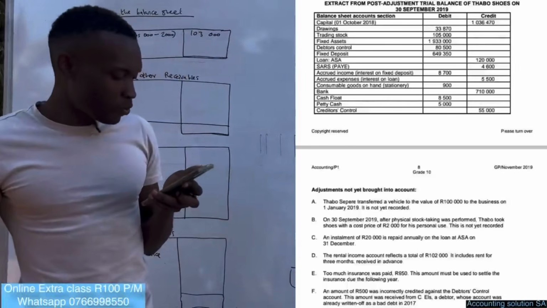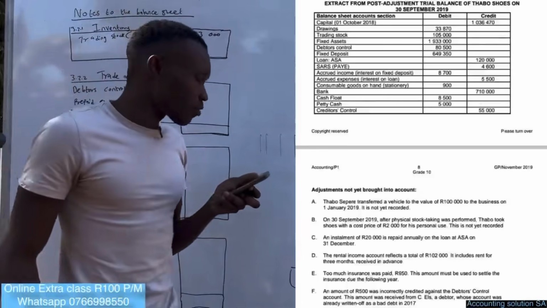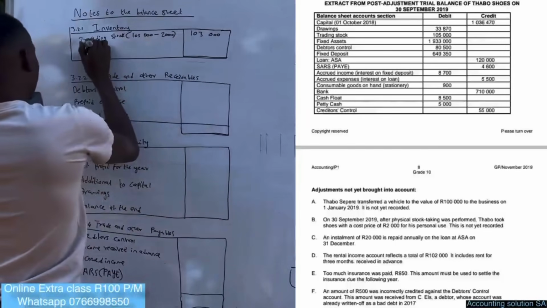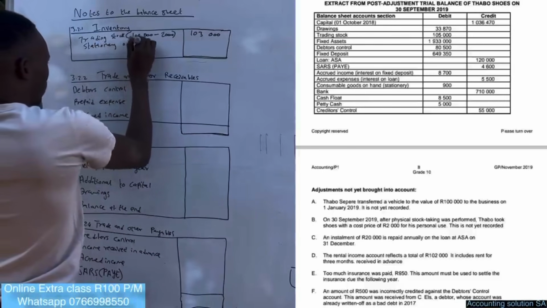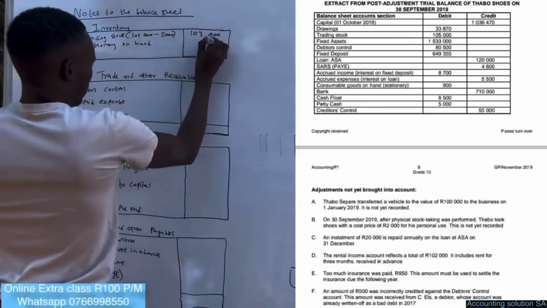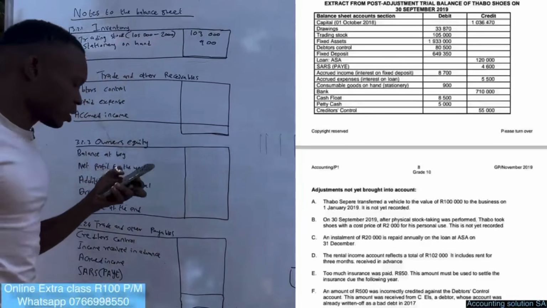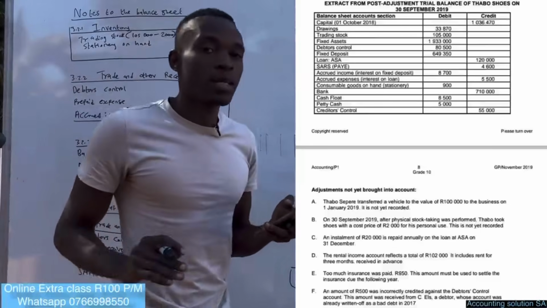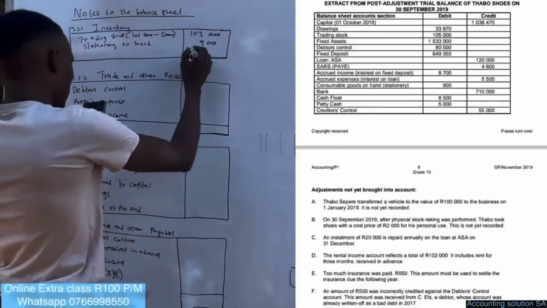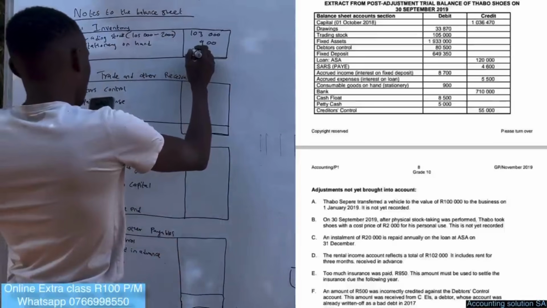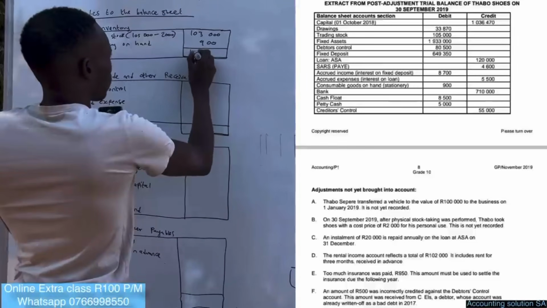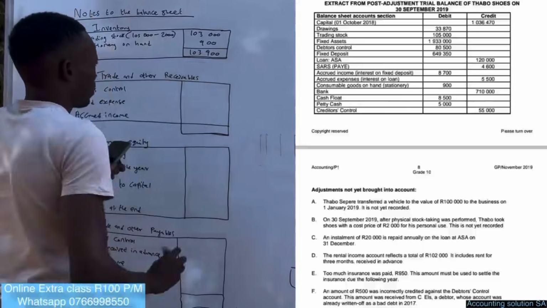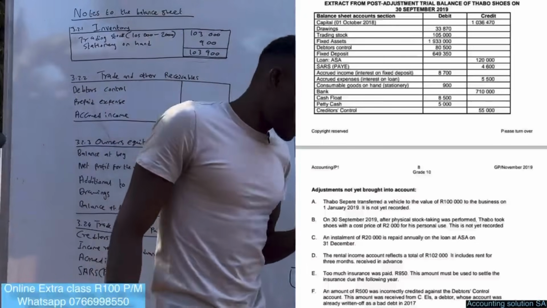Now let's check. We have a consumable store on hand, stationery on hand of 900. In this case, we no longer have any other transaction that is going to affect this note. We can calculate the total, which gives us 103,900. Now let's proceed to the next one.